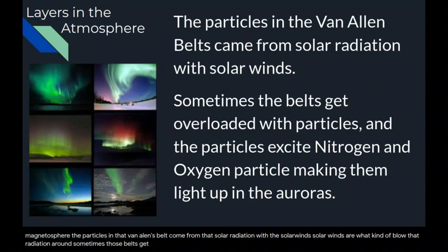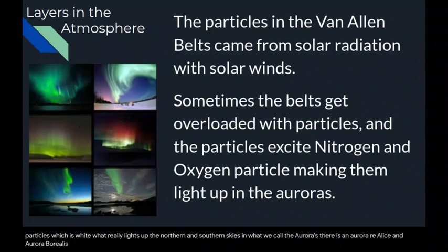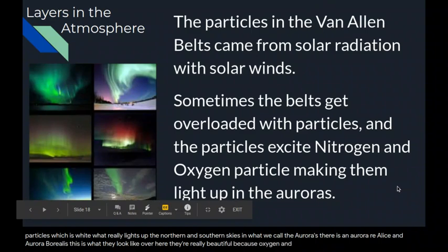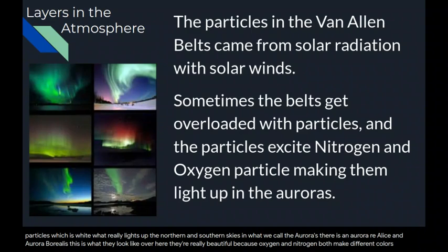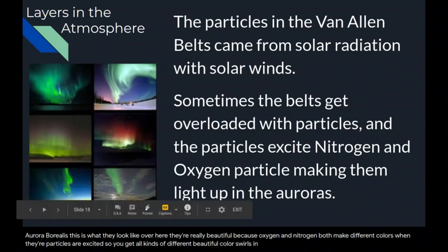Sometimes those belts get really, really overloaded with particles, and the particles then excite the nitrogen and the oxygen particles, which is what really lights up the northern and southern skies in what we call the auroras. There is an aurora australis and an aurora borealis. This is what they look like over here. They're really beautiful because oxygen and nitrogen both make different colors when their particles are excited. So you get all kinds of different beautiful color swirls in the auroras.